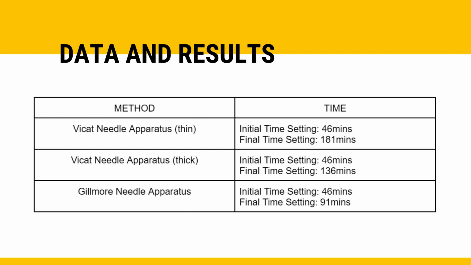For the Vicat needle apparatus, the thin one, we got the final time setting of 181 minutes and 136 minutes for the Vicat thick needle apparatus. And for the Gillmore needle apparatus, we got the final time setting of 91 minutes.